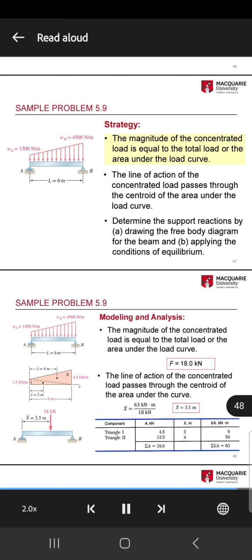The magnitude of the concentrated load is equal to the total load of the area under the load curve. The line of action of the concentrated load passes through the centroid of the area under the load curve. Determine the support reactions by drawing the free body diagram for the beam and applying the conditions of equilibrium.